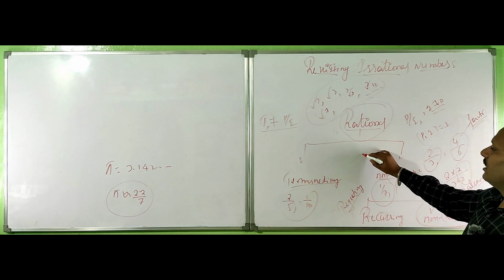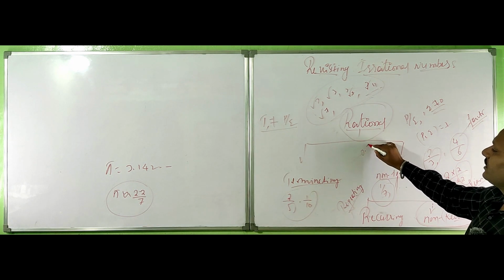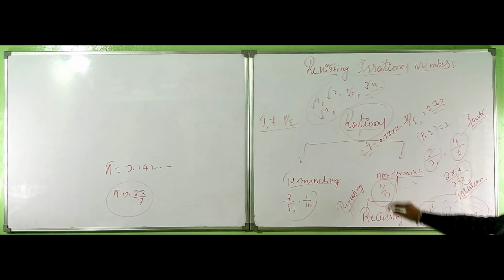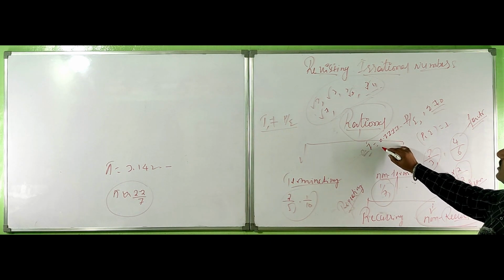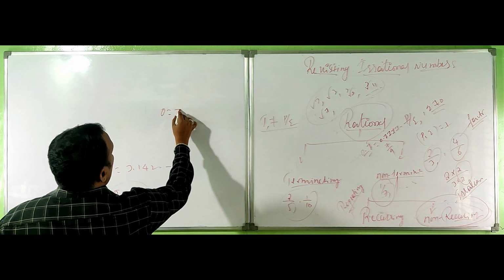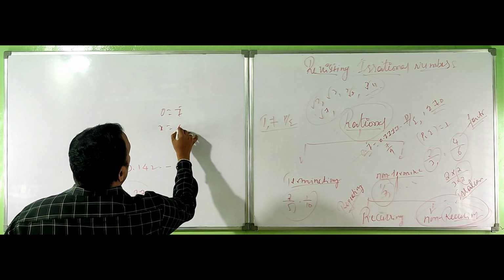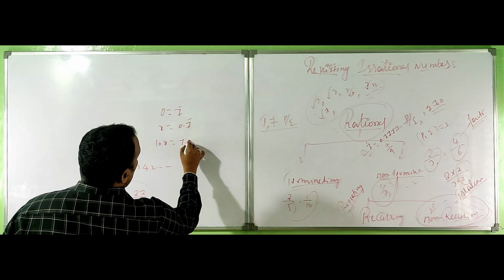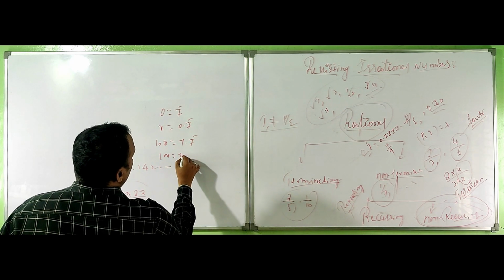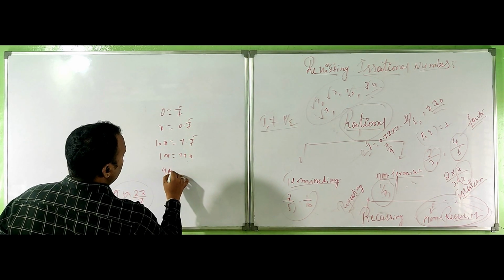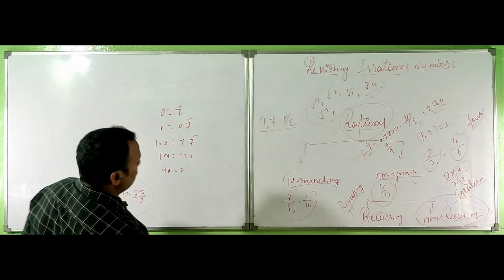So you can write 0.7 bar, which means 0.7777 up to infinity. This can be written as 7 by 9. For the method here, if x is equal to 0.7 bar, then 10x is equal to 7.7. This is 10x equal to 7 plus x, right? That is the whole method of finding the value. So this becomes 9x is equal to 7, right? Here 7 by 9, right?